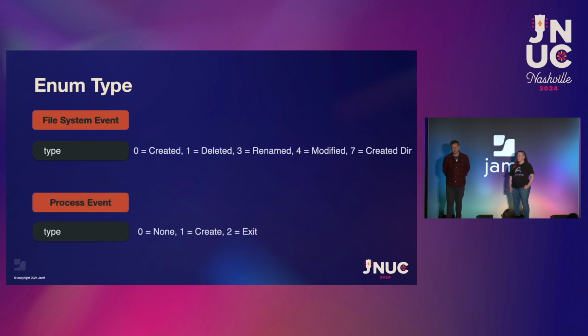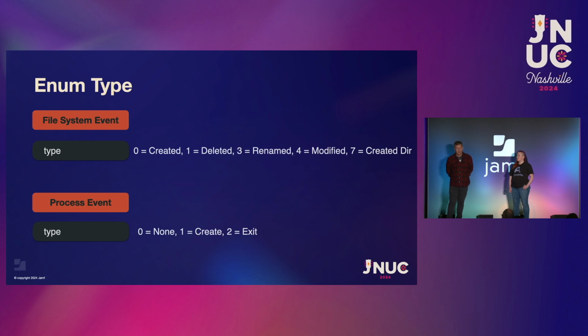The next type are enums. So enums basically are objects that have a predefined set of values, and each value will define a particular response. So as an example, we have a type object under the file system event that gives you some more information about what happened for that event. So these are the values. So for instance, 0 was a newly created object. 1 means that the item was deleted.